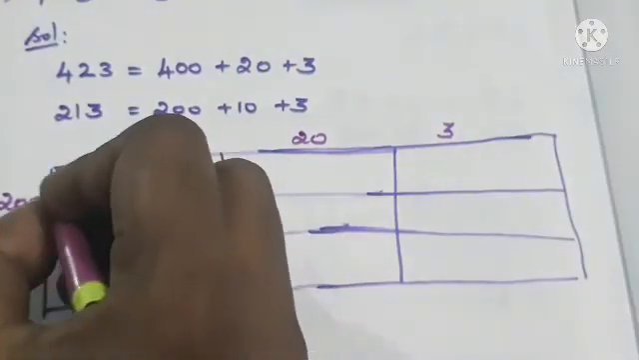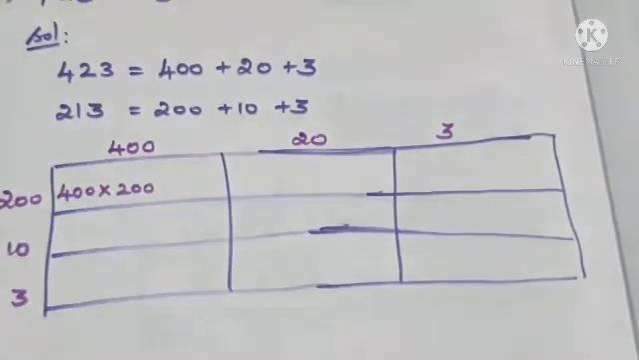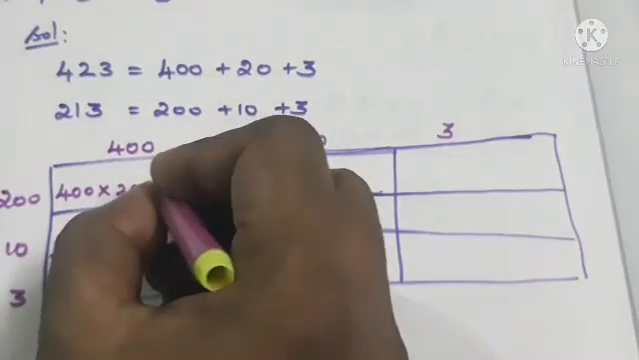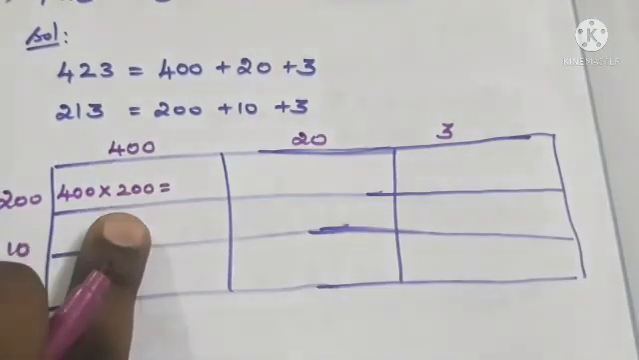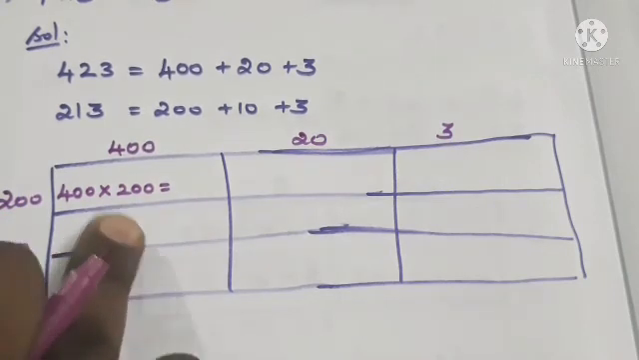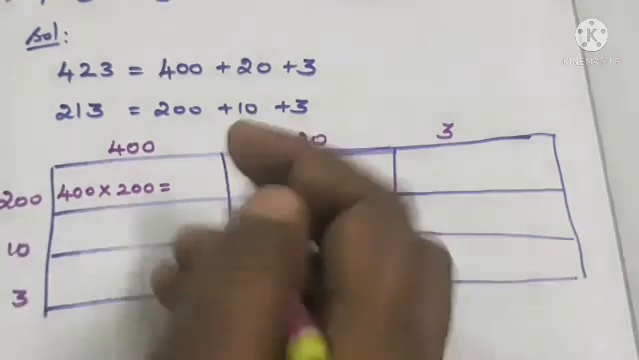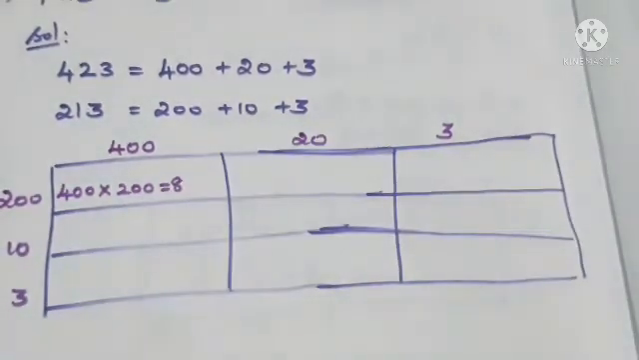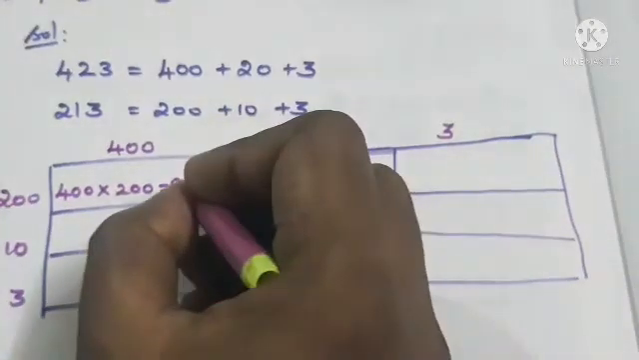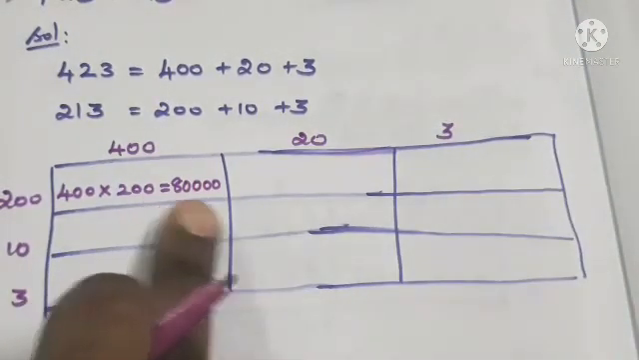So here we have 400 into 200. Isn't it? 400 into 200 only. In these two numbers, in the ones and tens places, in both numbers we have 0. So we can just leave the zeros and multiply the hundreds place values. What do we have? Yes, 4 and 2. 4 2s are 8. Next, how many zeros do we have? 1, 2, 3, 4. Those 4 zeros we can write at the back of that 8. So we will get 80,000.